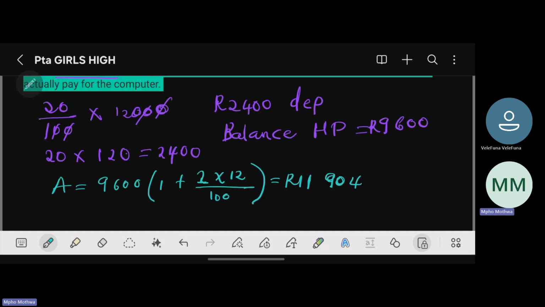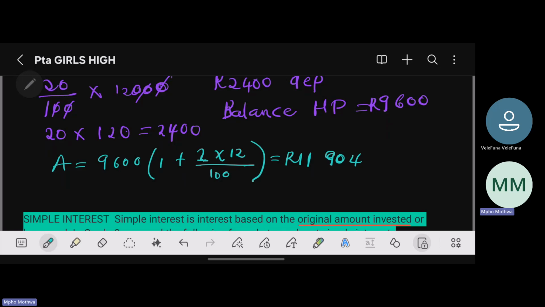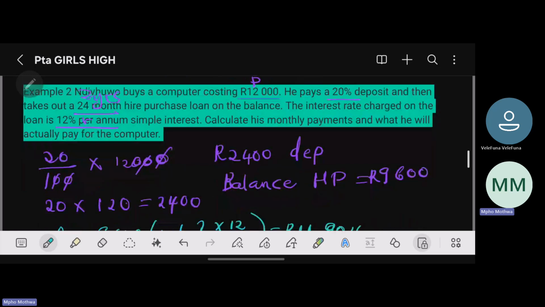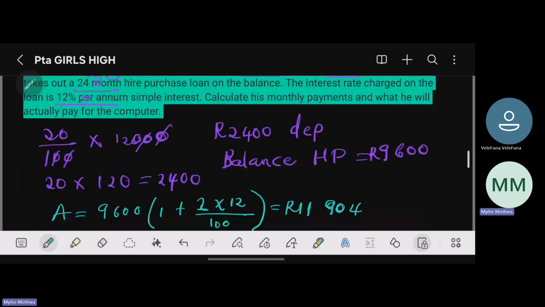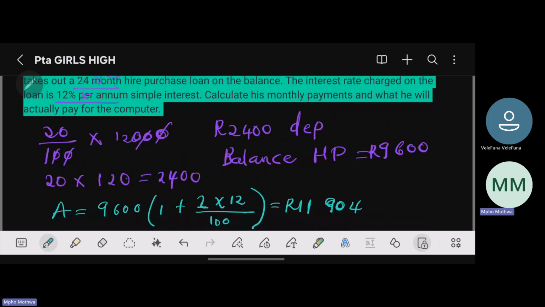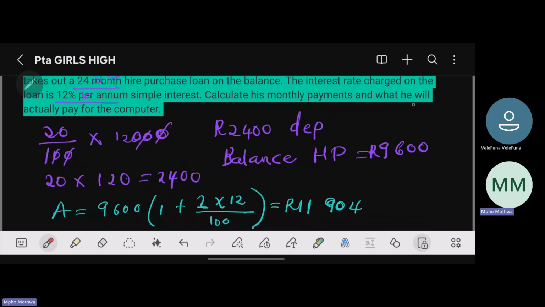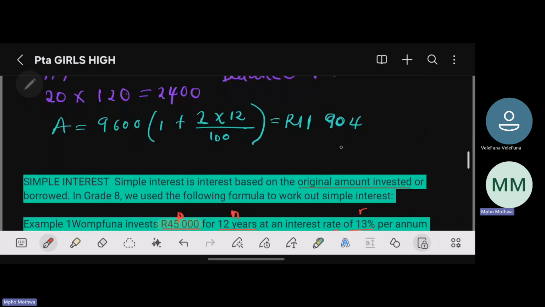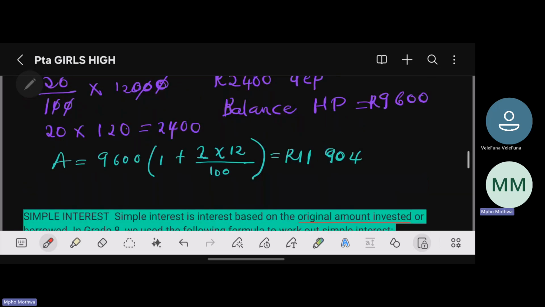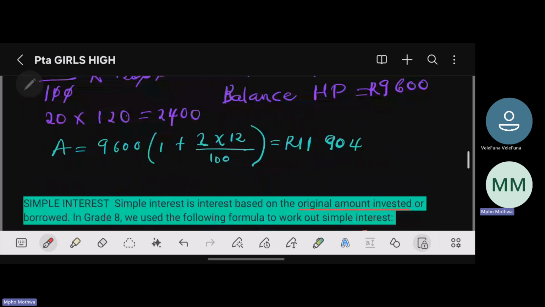But now the other thing that they are asking is to calculate the monthly payment as well. What we have done so far is what he will actually pay for the computer, which is 11,904. Now you want to split this money into months, because they're asking what the monthly installments are.